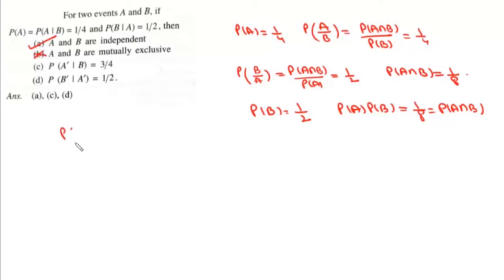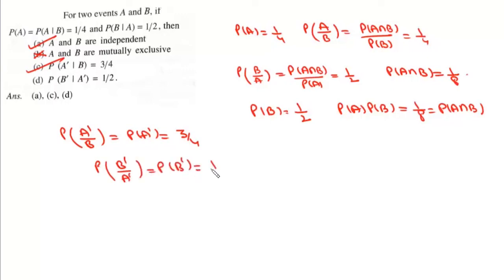Now if A and B are independent, then probability of A naught upon B will be same as probability of A naught, and probability of A naught is 3 by 4. That's your option C. And the same way, probability of B naught upon A naught will be same as probability of B naught, which is 1 by 2. So the correct options are A, C, and D.